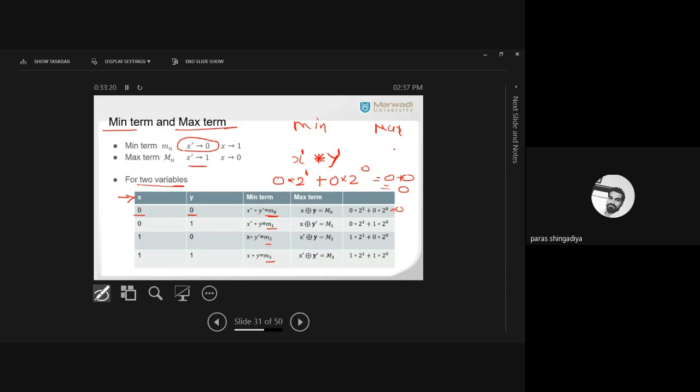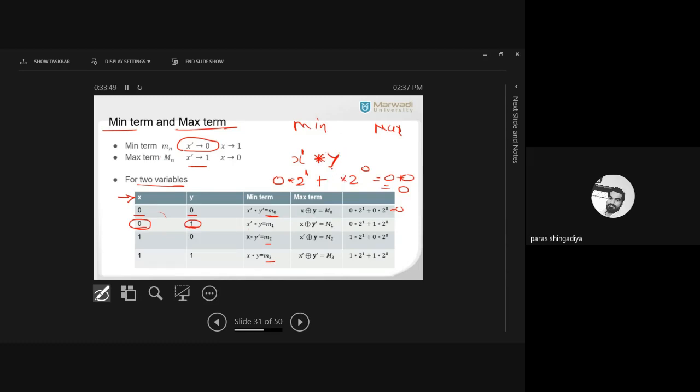Okay, now next is the second possibility, 0 with 1. Okay, x is 0, y is 1. X is 0, y is equal to 1. So what is its minterm expression? That will be 0 means x dash, and 1 means the normal form. So it will be defined as x dash star y. Okay, we have the x dash star y form.